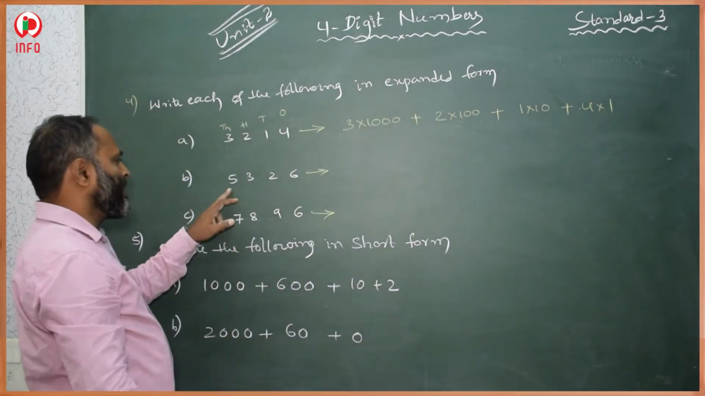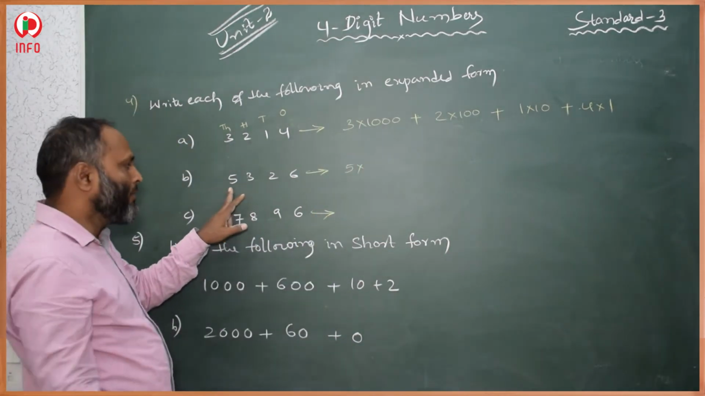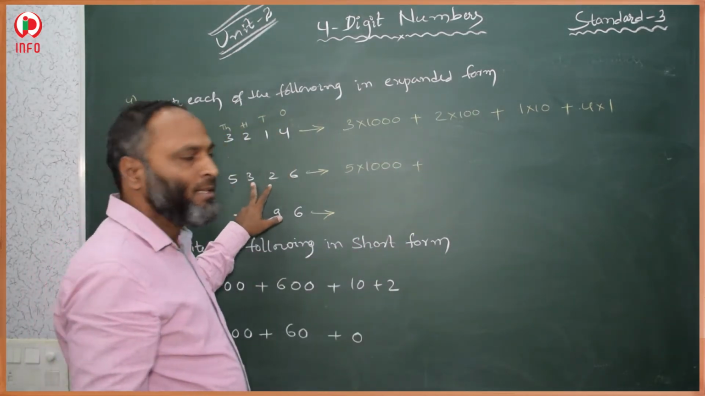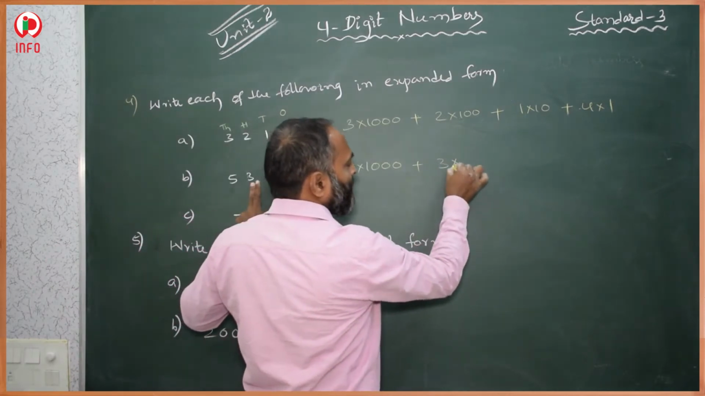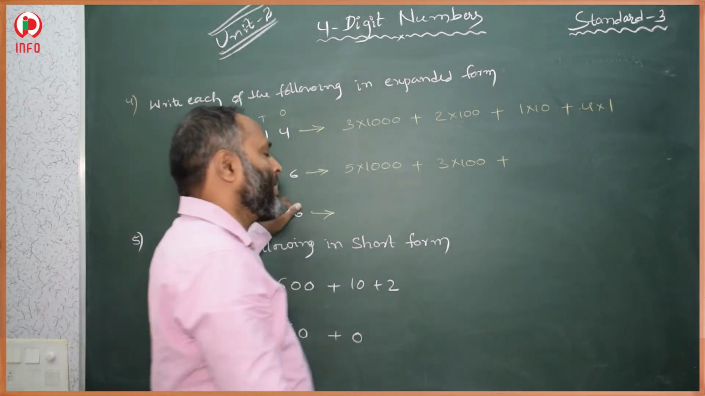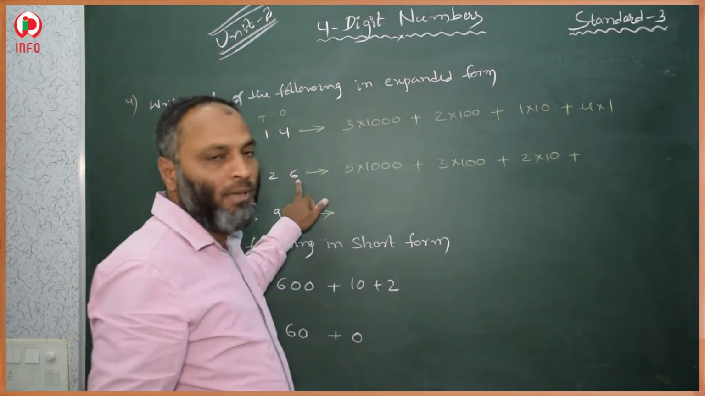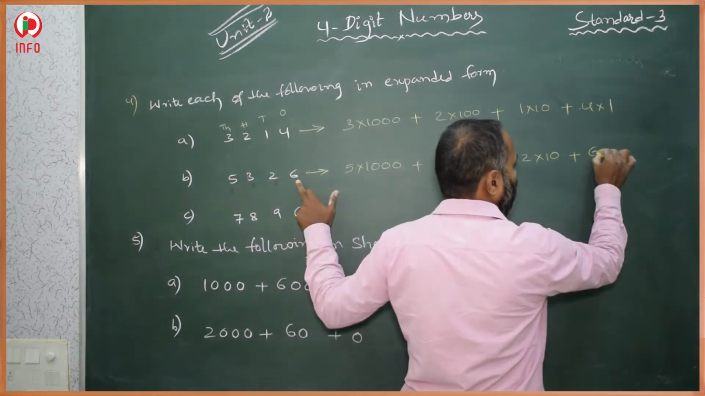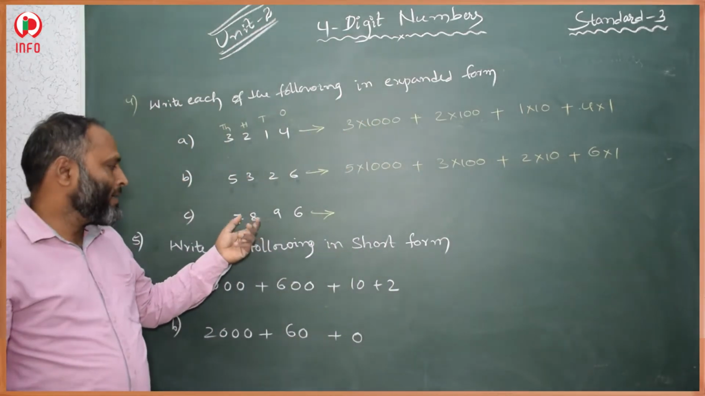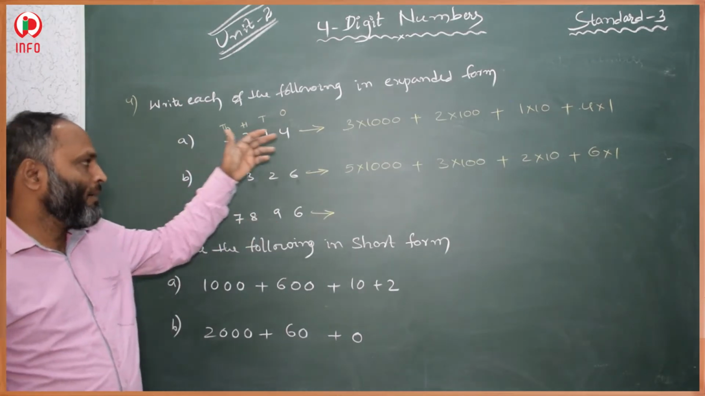In the same way, second question: 5 in thousands place, that is 5 into 1000. Then 3 in hundreds place, 3 into 100. Then 2 in tens place, 2 into 10. Then 6 in ones place, that is 6 into 1. This is the expanded form. Then this question is homework, you do it yourself. The first question and second question, I did here.